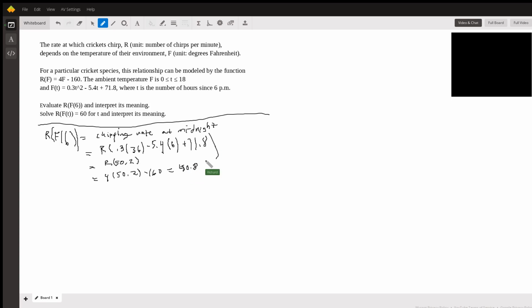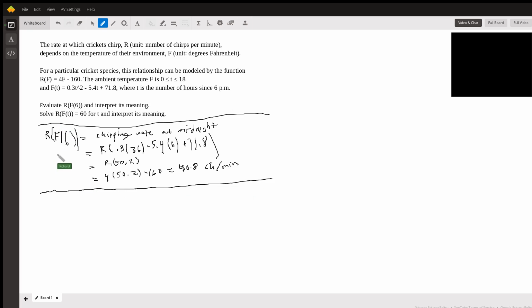And this would be chirps per minute, CH over minutes. Chirps per minute at midnight. Okay, so that's pretty straightforward.